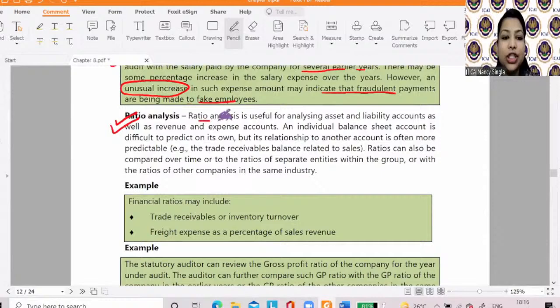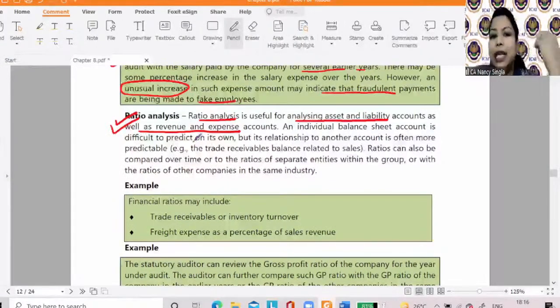So yes, ratio analysis is useful for analyzing asset and liability accounts, as well as revenue and expense accounts. Students, tell me, let's say last year the debtor balance was 10 lakh and now it is 20 lakhs. When you compare this, that debtor balance has increased to 20 lakhs, versus the other situation whereby you compare debtors as a percentage of sales this year and debtors as a percentage of sales last year, which comparison is going to give you more information? The second one.